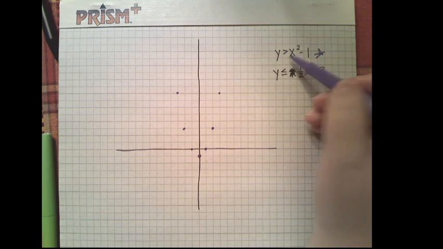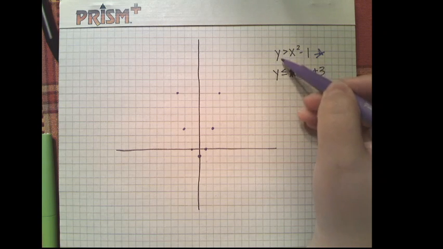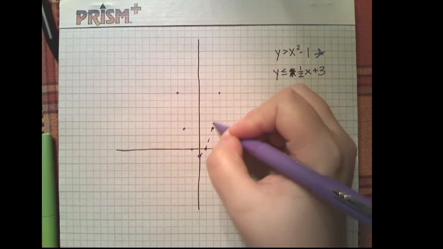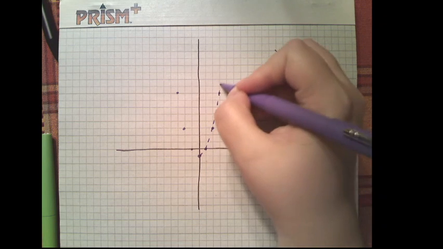And then decide, is it a dotted line, dashed line, or a solid line? There is no equal to. So that means this parabola is going to be a dashed line.